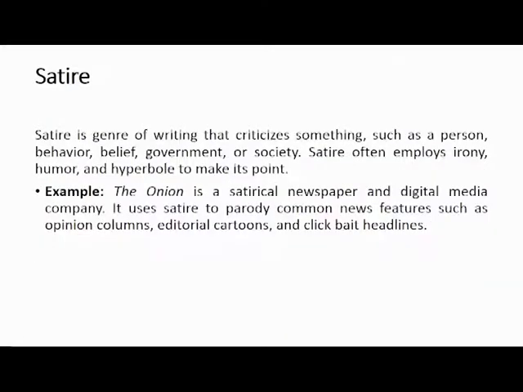And then we have satire. Satire is a genre of writing that criticizes something such as a person, behavior, belief, government, or society. Satire often employs irony, humor, and hyperbole to make its point. For example, The Onion is a satirical newspaper and digital media company. It uses satire to parody common news features such as opinion columns, editorial cartoons, and clickbait headlines.